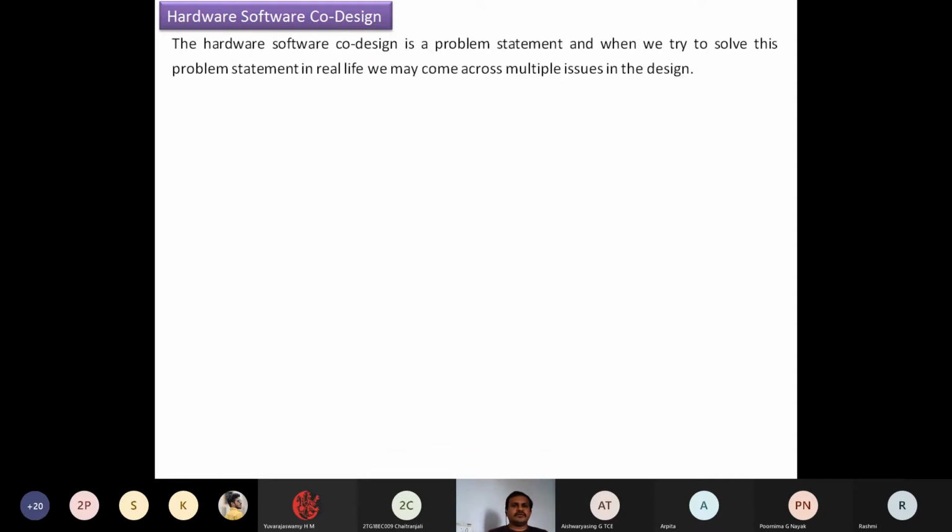Then in today's session, we discuss about the hardware software co-design. So there is a design part of this hardware and softwares. So here it is a problem statement, the hardware software co-design, and it is solved by using the real life examples.